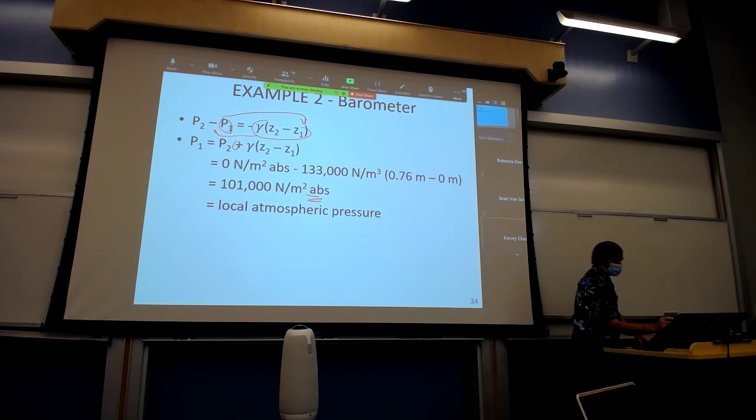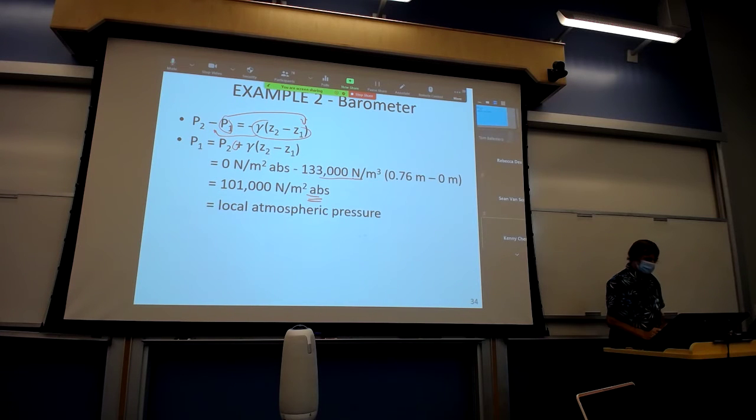Why is this negative? Probably because I screwed up. That's a good point. That should be a positive. Otherwise, I get a negative atmospheric pressure. Yeah. So 1 point for me, 1 point for you.